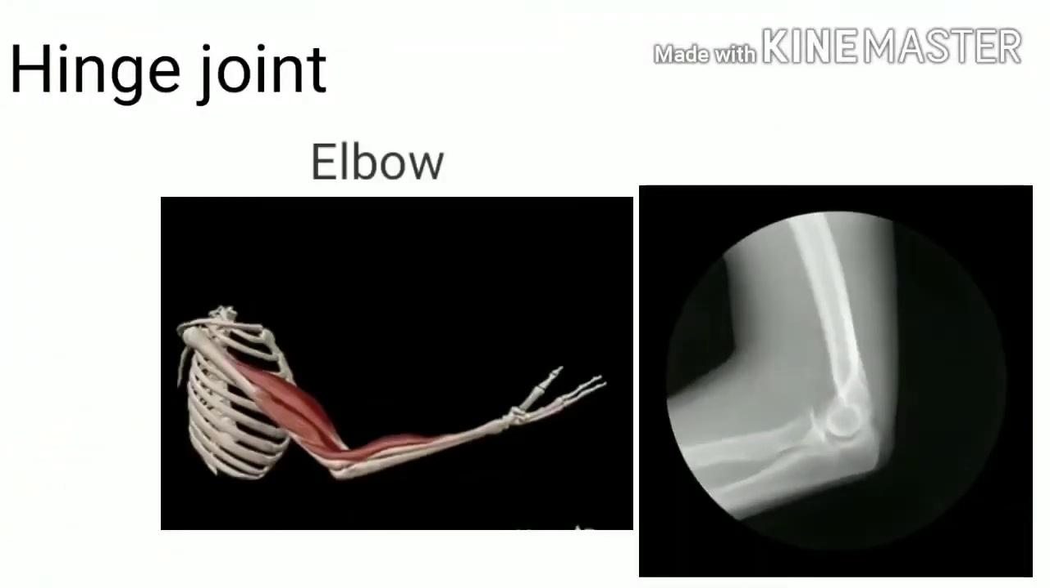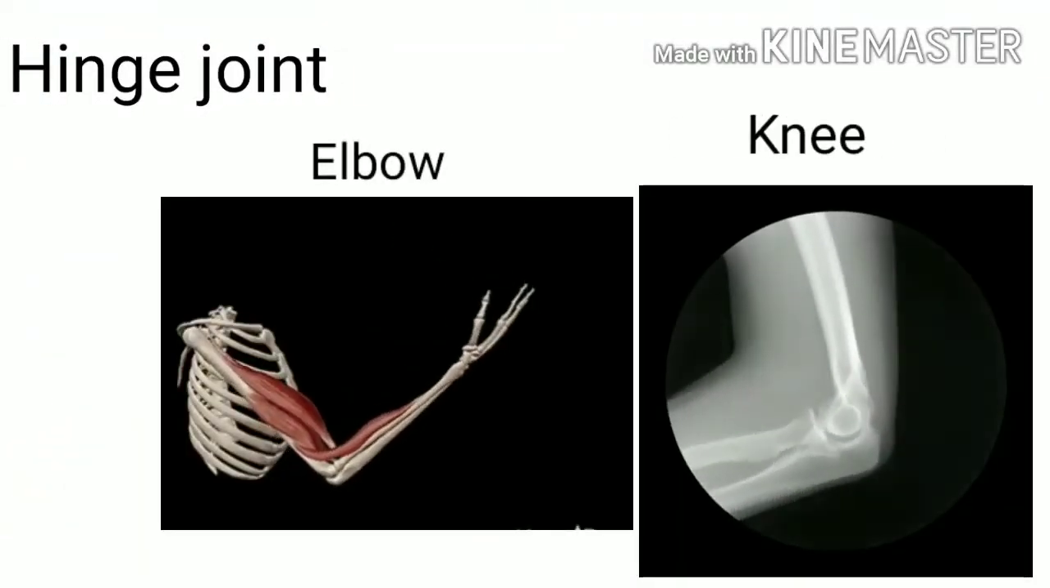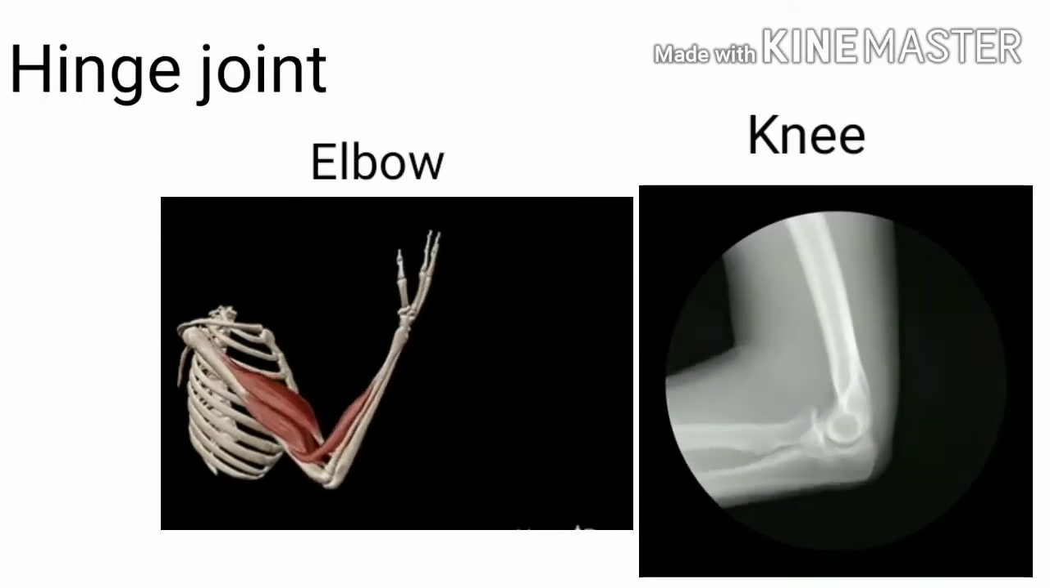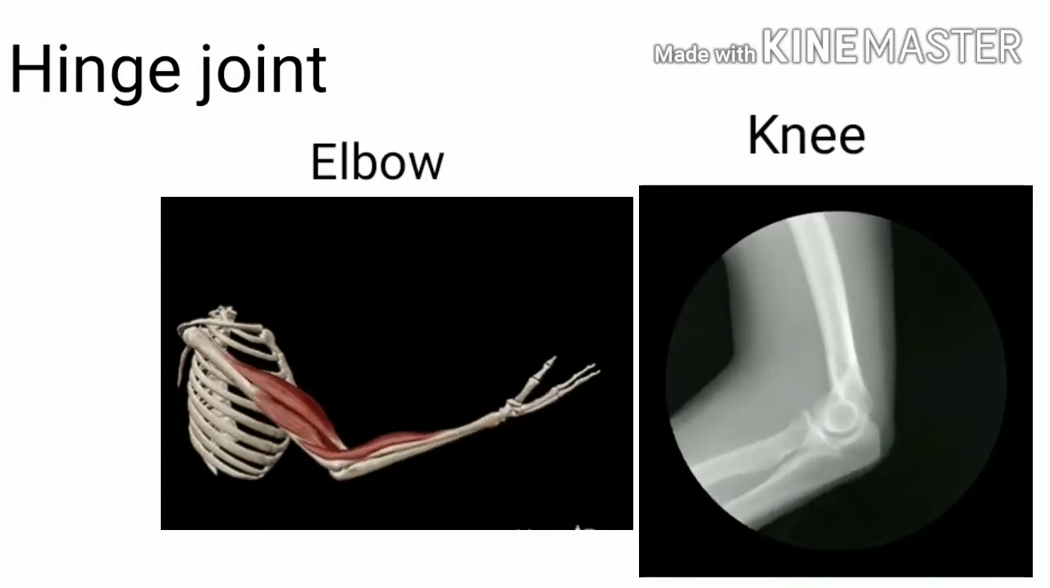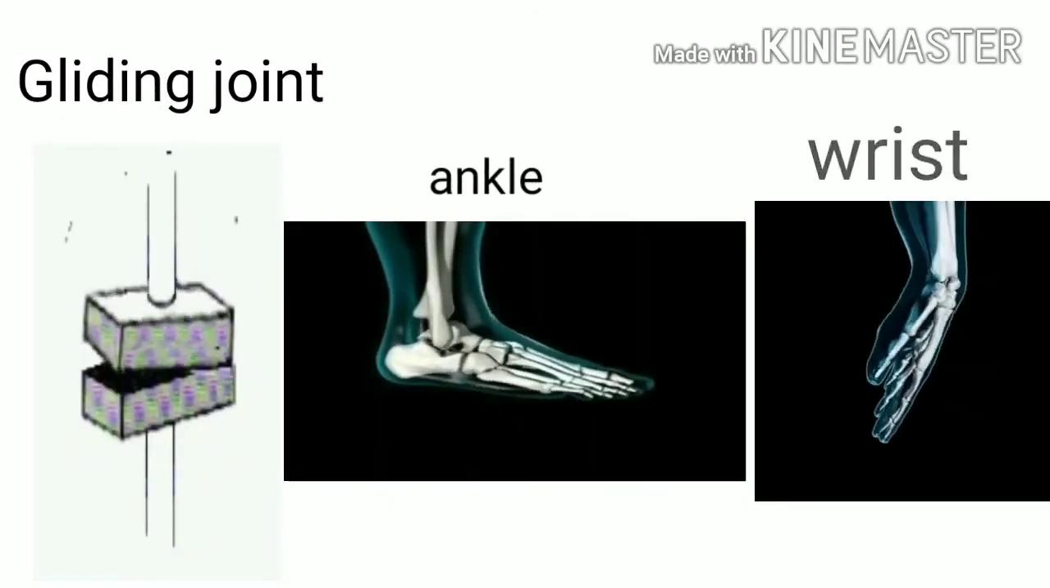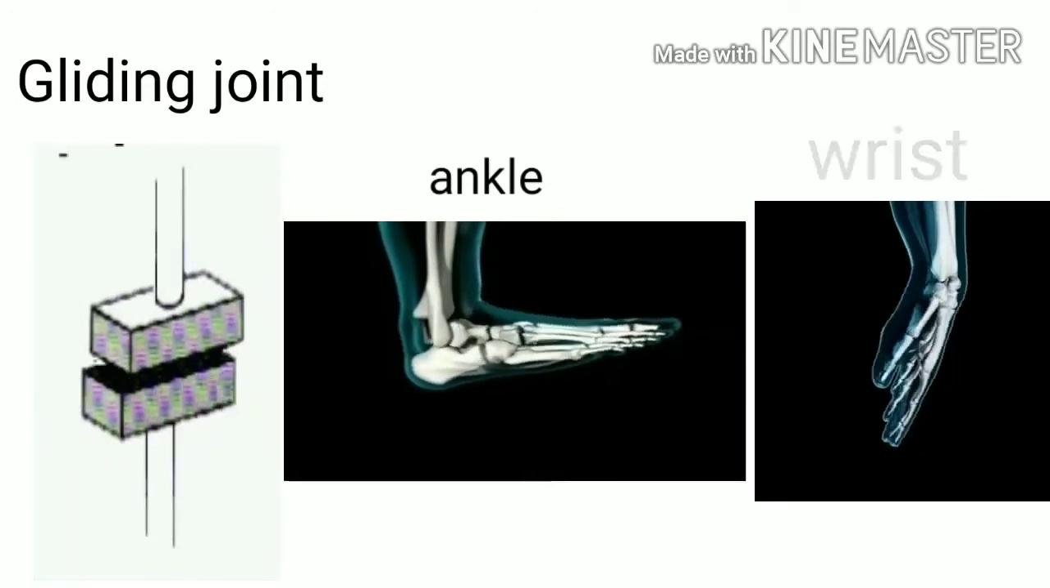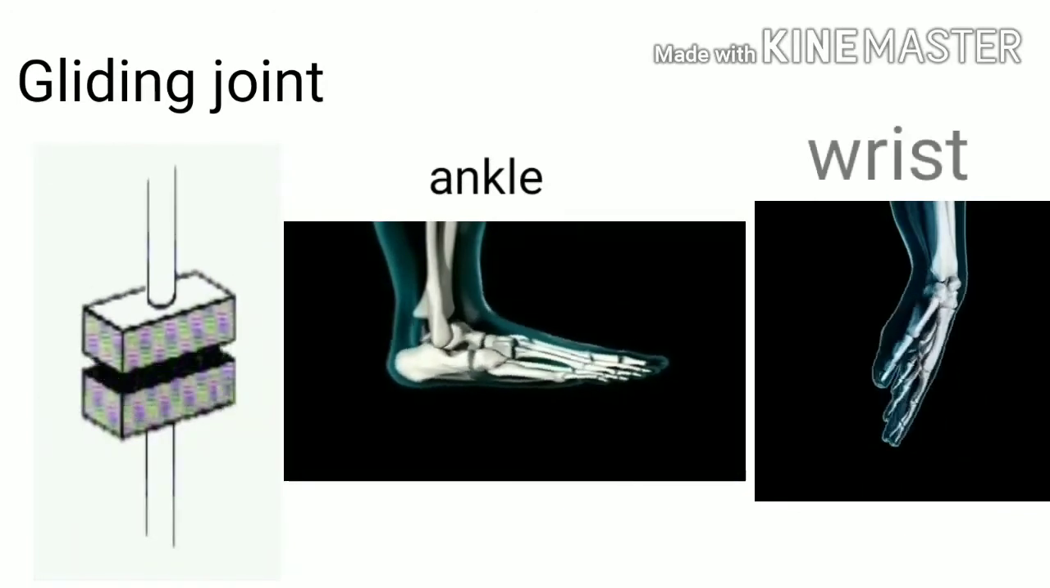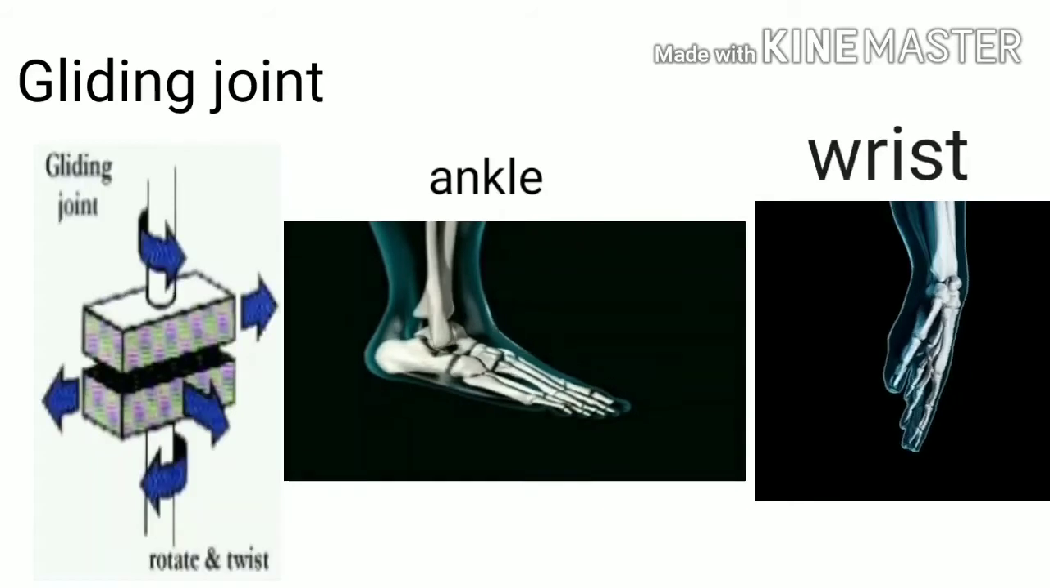Next joint was hinge joint. It allows movement only in one direction. For example, joint in elbow and knee. Next is gliding joint. These joints allow sliding movements of two bones over another. Examples are wrist and ankle joints.